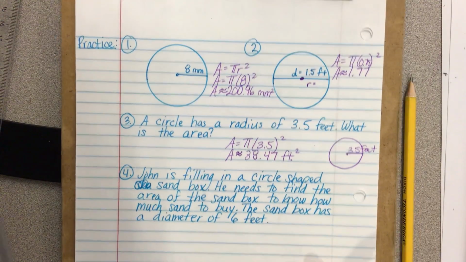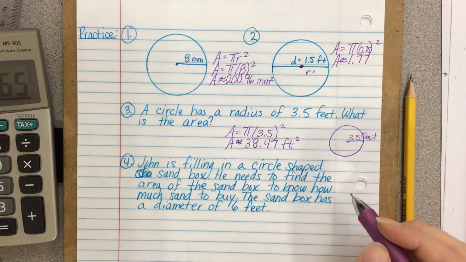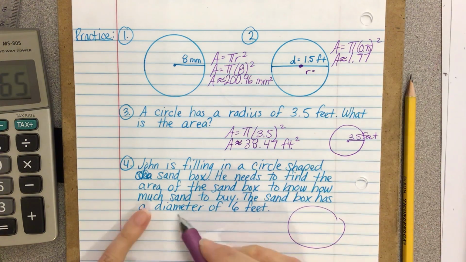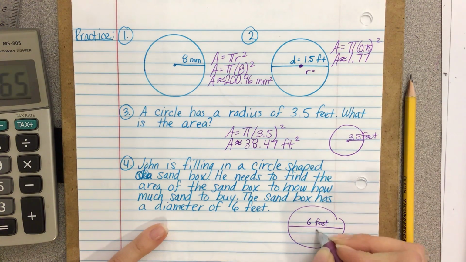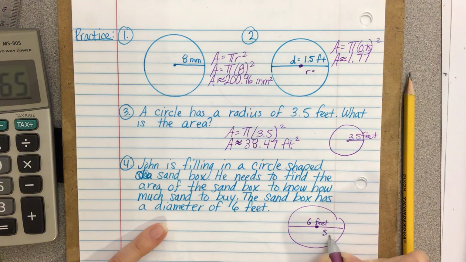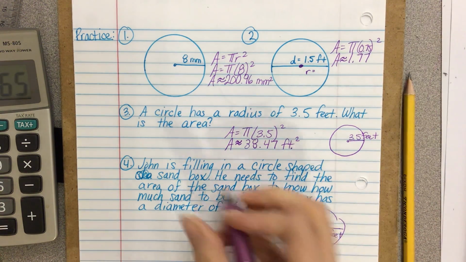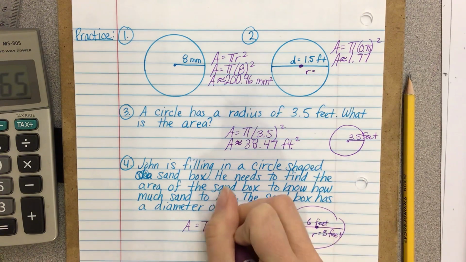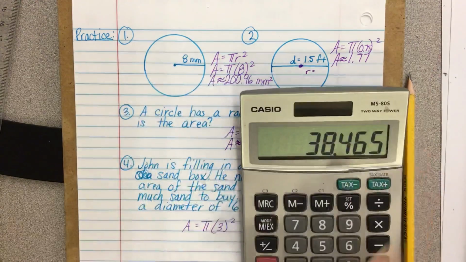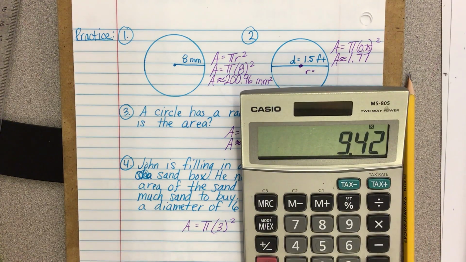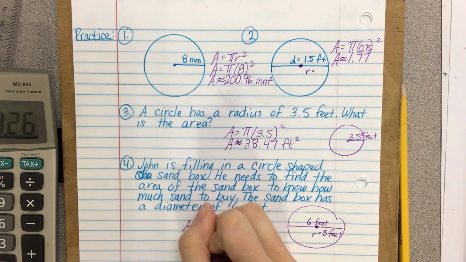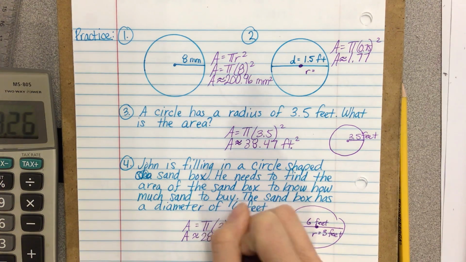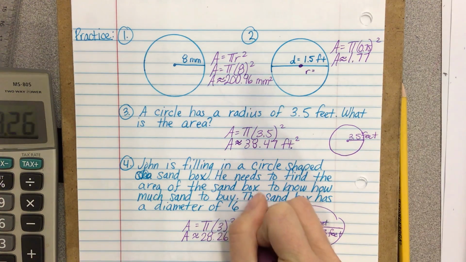All right, Johnny is filling a circular shaped sandbox. So again, I am going to draw a picture. So here's my sandbox. He tells us that the diameter is 6 feet, which is the whole way across it. So we need to find the radius. To find the radius, we just do half of this. So half of 6 feet is 3 feet. Okay, so when I plug it in, it's going to be pi times 3 squared. So 3.14 times 3 times 3 equals 28.26. So that means the area is approximately 28.26, and this is feet cubed.